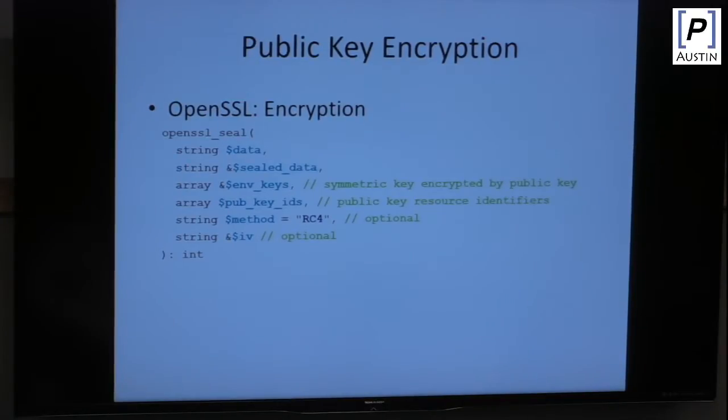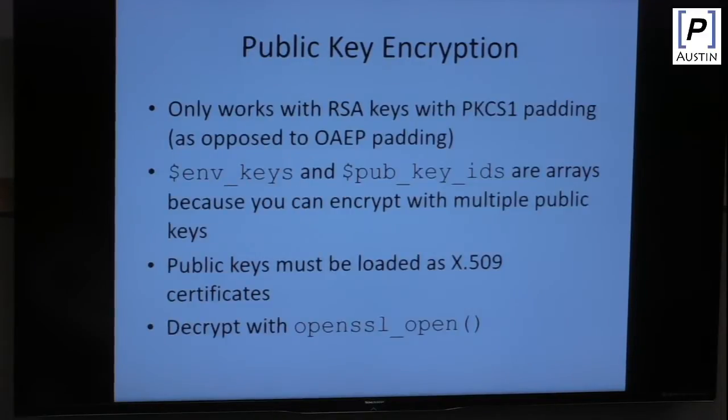With public-key crypto, you can only do RSA with OpenSSL, and you can only do PKCS1 padding. You can't do OAEP padding, which is the best practice for RSA. You'll note that the env keys and the pub key IDs parameters are arrays, and that's because with OpenSSL seal, you can group multiple keys. Another thing is the public keys have to be X.509 certificates. They can't just be like a BEGIN PUBLIC KEY or whatever. So that's kind of an annoying thing with that one. And you decrypt that with OpenSSL open. That's pretty much what I just said.